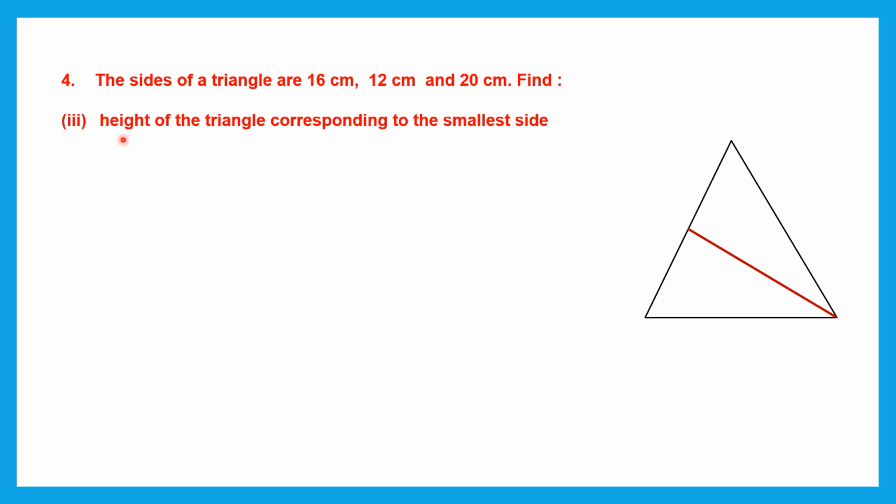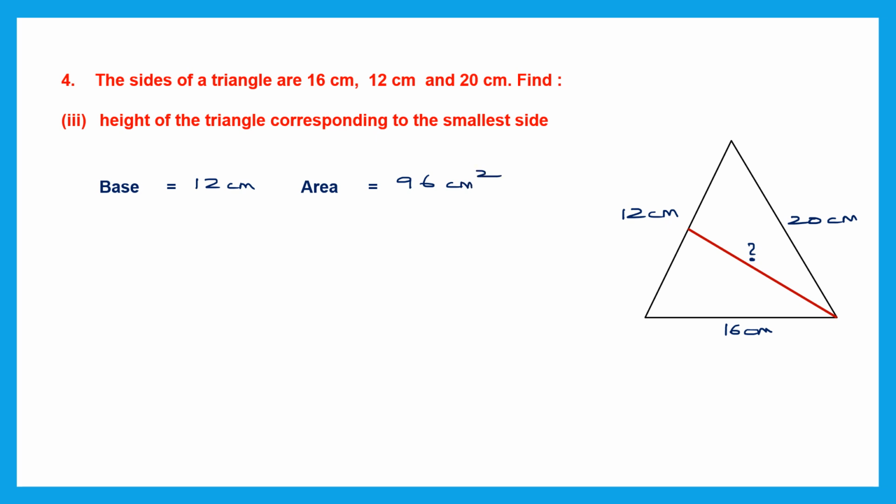Now the third question is we have to find the height of the triangle corresponding to the smallest side. So this we said was 16 centimeters and this is 20 centimeters and this is 12 centimeters. So which is the smallest side? 12 centimeters. So we have to find this height. So corresponding means from the opposite vertex. So this is what we need to find. So let's see what's given to us. Now we can take this time the base to be 12 centimeters. Area we know is 96 centimeter square.